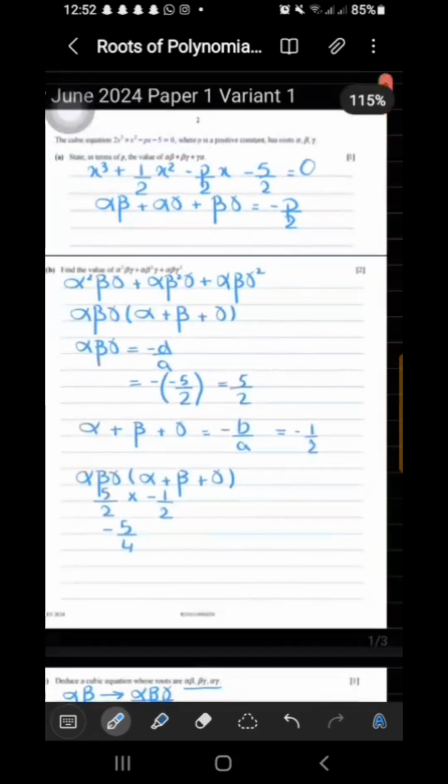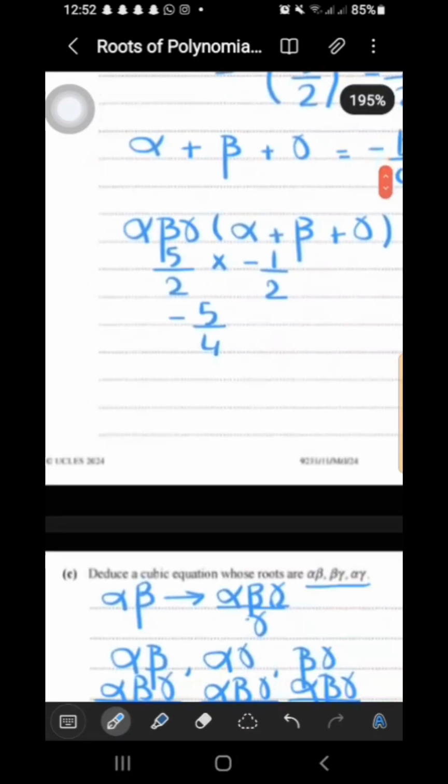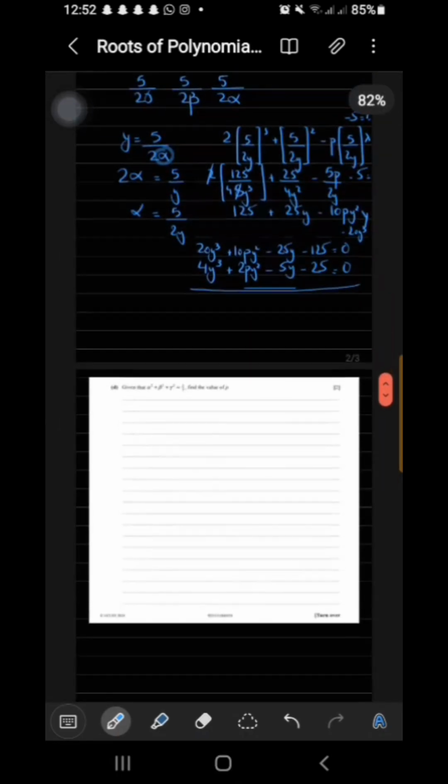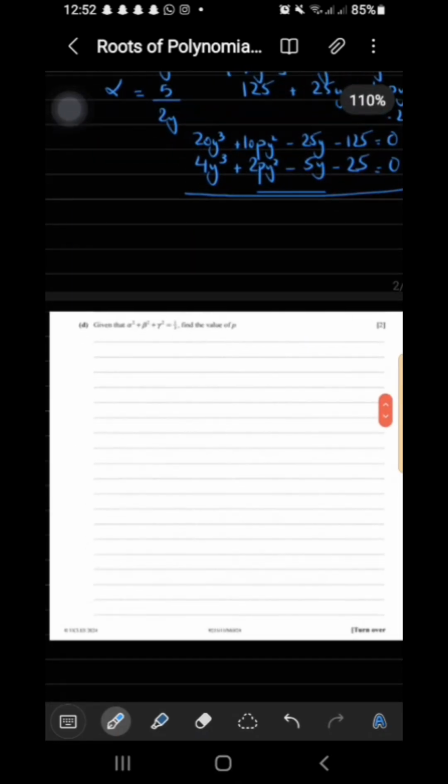This is negative 1 over 2, and here's the answer, negative 5 over 4. And this equation is the answer.